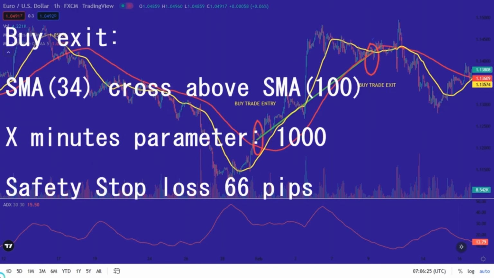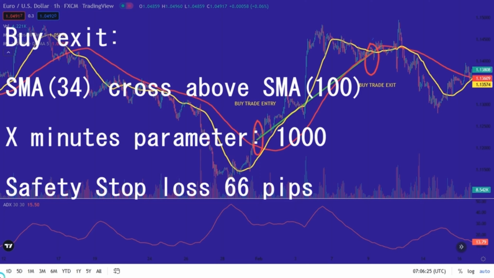So here we are using two simple moving averages and one X minutes parameter condition plus a stop loss. Let's start with the crossover. You can exit the trade if a 34 period simple moving average crosses above a 100 period simple moving average. Now we have a condition that you can close the trade with the first condition if 1000 minutes passed from the entry of the trade.